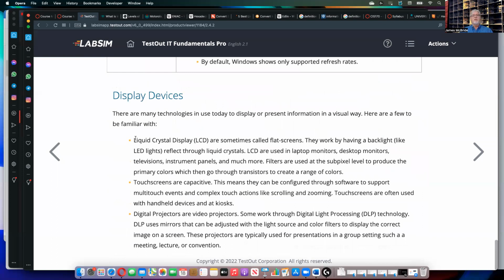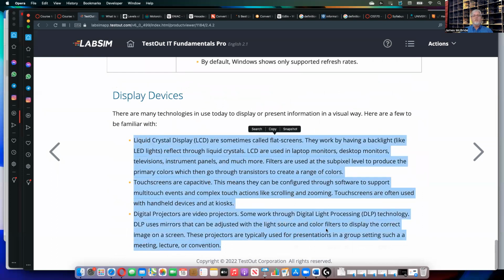And then the rest of this is how do we actually display that information out there for people, right? Is it a screen that they're using? Is it a projector that they're using? That kind of thing.